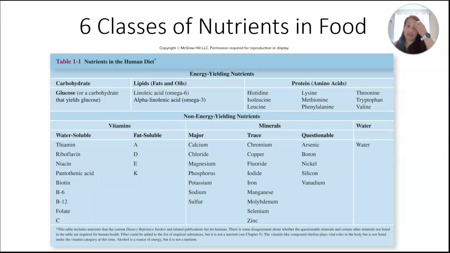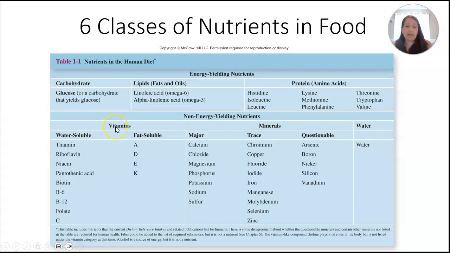And then our second class are lipids, which includes fats and oils. And here's two examples of essential fatty acids that you may have heard of. Linoleic acid, which is commonly referred to as omega-6, and alpha linoleic acid, which is commonly referred to as omega-3. We're going to come back to those. Proteins. Proteins are made of amino acids, and so here listed in this table are just a few of the 20 naturally occurring amino acids that, again, our bodies need.